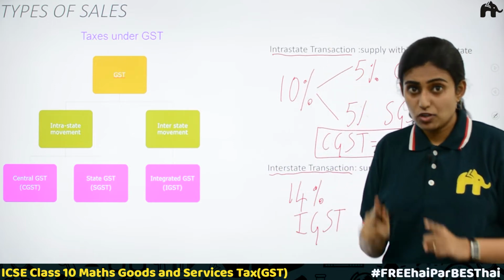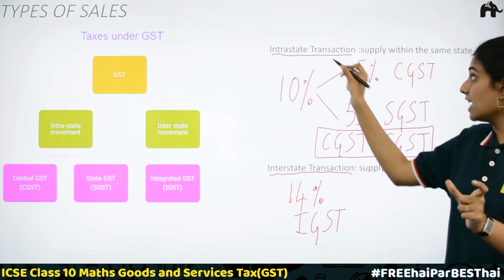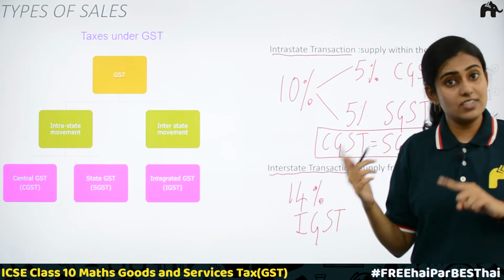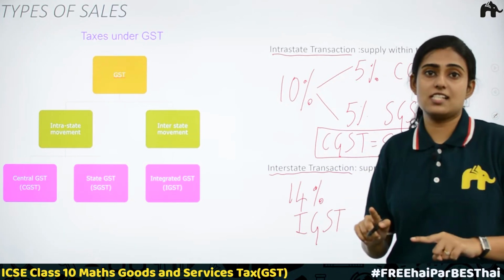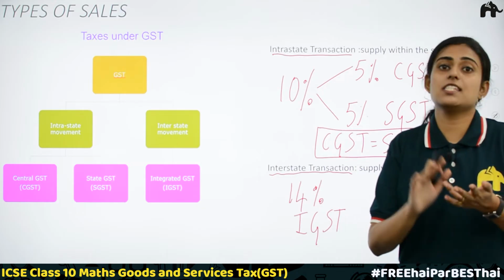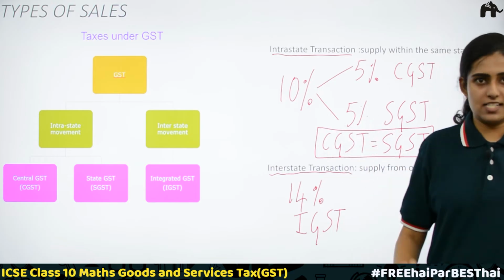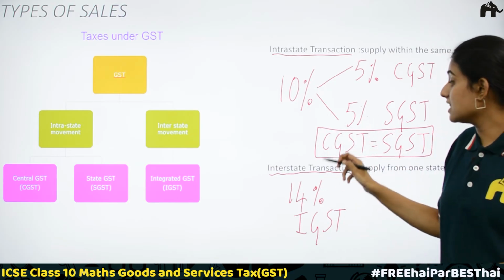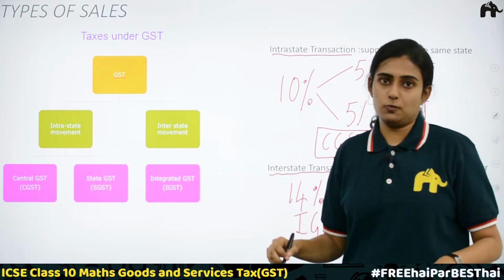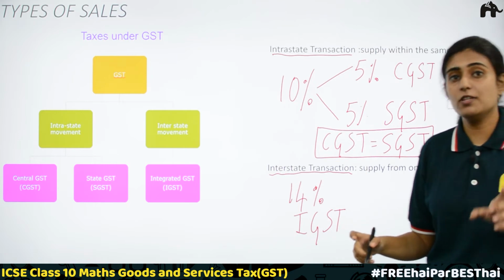But you have to remember one thing. If in a question the transaction is an intrastate transaction, there is no IGST. And if the transaction is an interstate transaction, there is no CGST and SGST. You will be getting CGST and SGST equal to 0 if it is an interstate transaction. And in case of an intrastate transaction, IGST will be equal to 0. You will only be having CGST and SGST. Remember these points while solving problems.